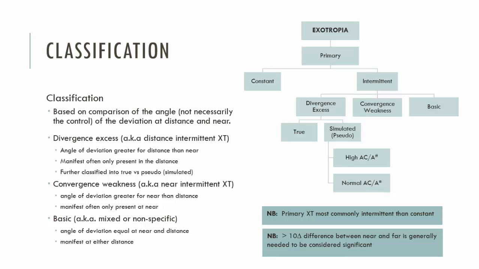And so the manifest phase of the deviation can occur either at near or distance. Generally speaking, for divergence excess, the XT occurs in the distance. For convergence weakness, the XT occurs at near. And for basic, it occurs at both distances. Now, we'll talk about constant deviations a little bit later, but it's worth noting at this point that intermittent XT is the most common primary exotropia, and that divergence excess exotropia is the most common intermittent exodeviation.